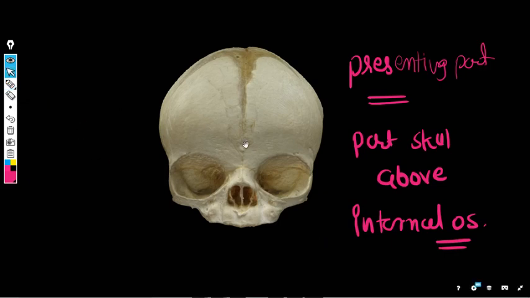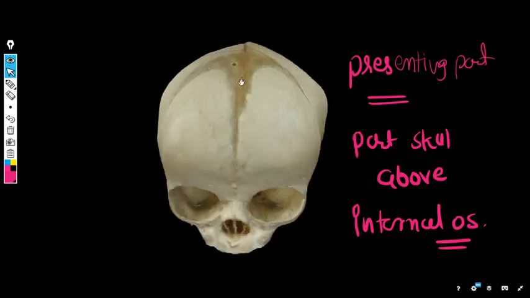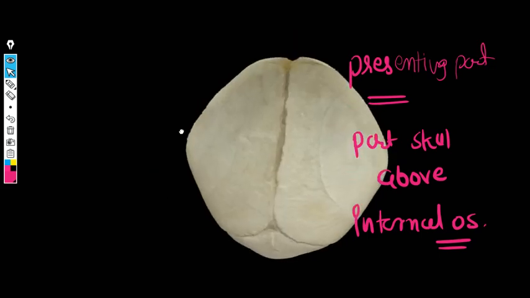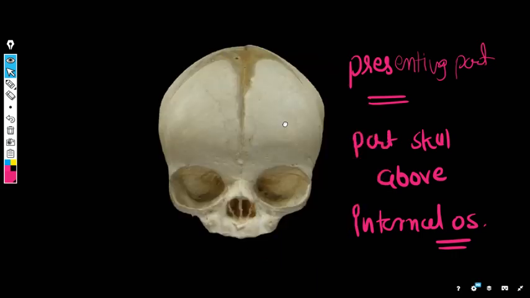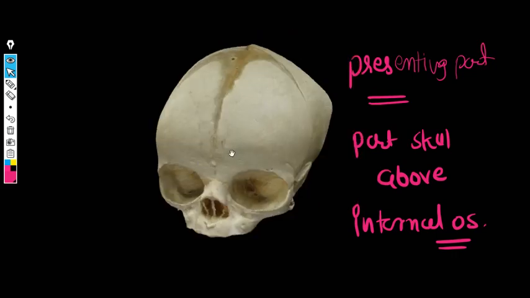the parts of this fetal skull, for example, this is the vertex. Vertex is here. Sorry, this is the brow. This is the vertex. This is the occiput. This is the face. All these parts are very important at the time of labor, which are just above the internal os, because this part will further direct the pathway of the labor.